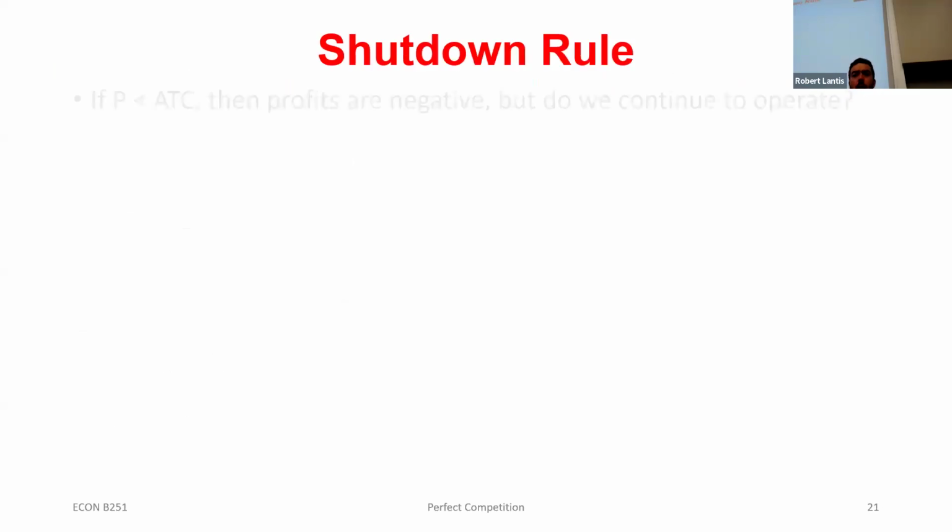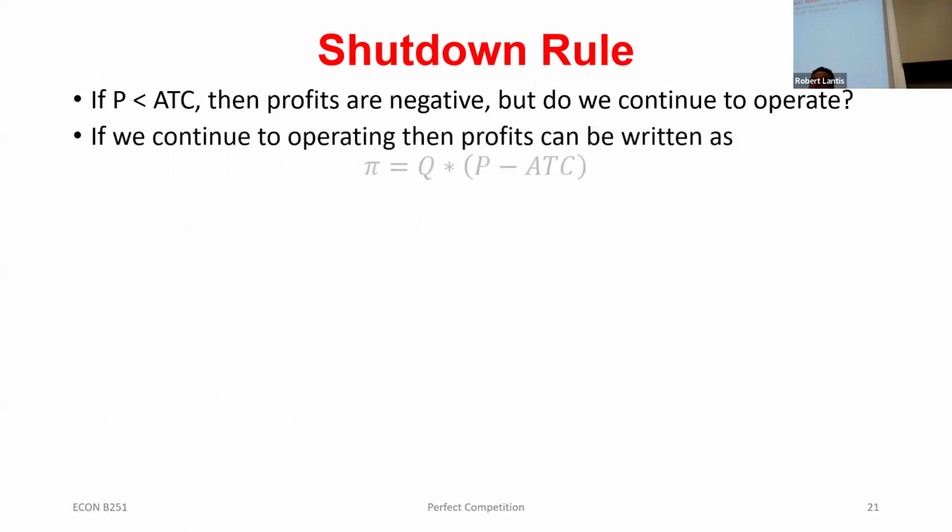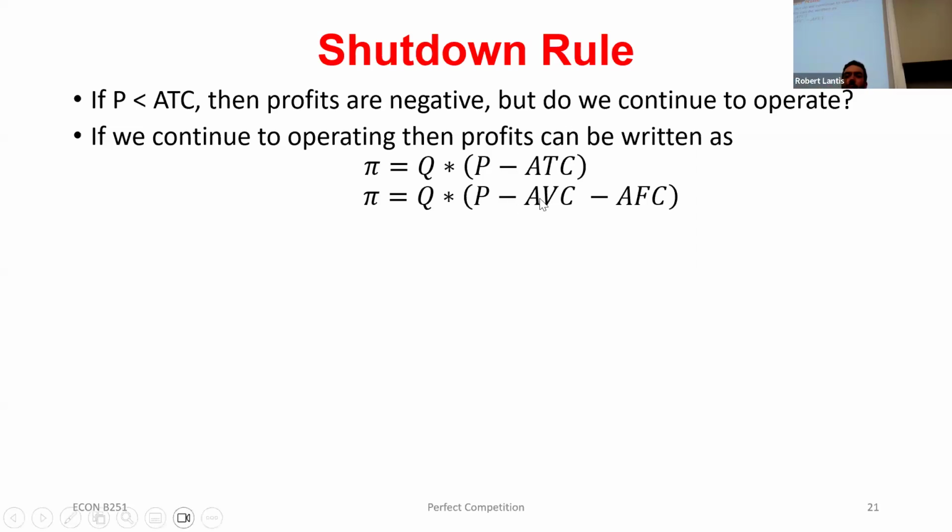Okay. So what is their shutdown rule going to be? So if price is below average total cost, we said we know profits are negative, right? So if we continue to operate, here was going to be our profit equation. Well, I'm going to break this down. We know our average total costs are going to be the sum of our average variable and our average fixed. So I'm just going to rewrite my total costs to be the sum of those two things, right? So my profit equation, if I'm subtracting my average total, is the same as subtracting my average variable and my average fixed.